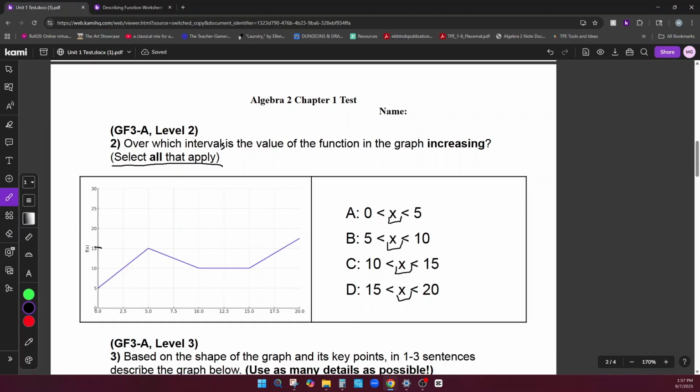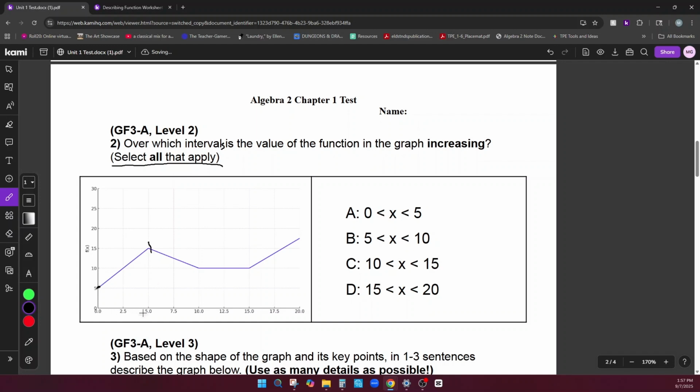So some of us were trying to say, oh, it's increasing from 5 to 15, because that's where I start and end roughly. However, that's how much a graph is increasing. We're talking about over what intervals it's increasing. We're talking about what x values it is increasing over. So if that's the case, then we are going to look at our graph and see where it's increasing.